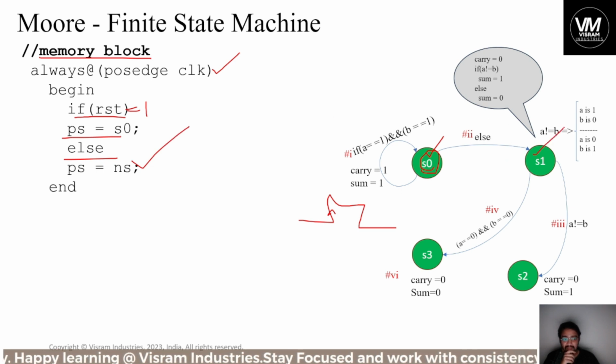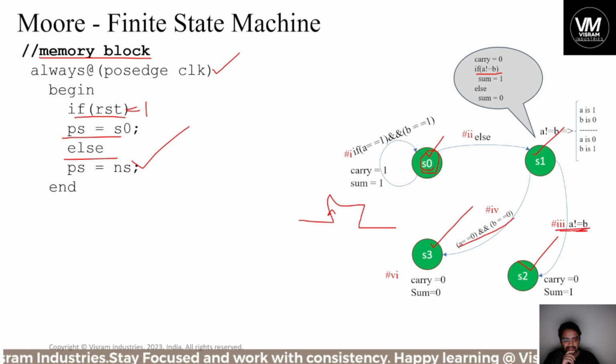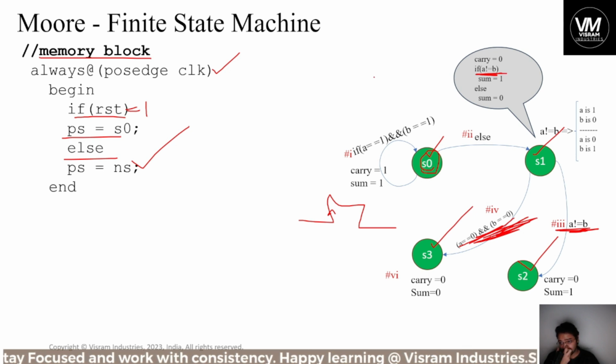Next state can be S1, next state can be S3, next state can be S2, depending on the conditions. These are the conditions. Depending on the else statement, you can see present state can be an S.